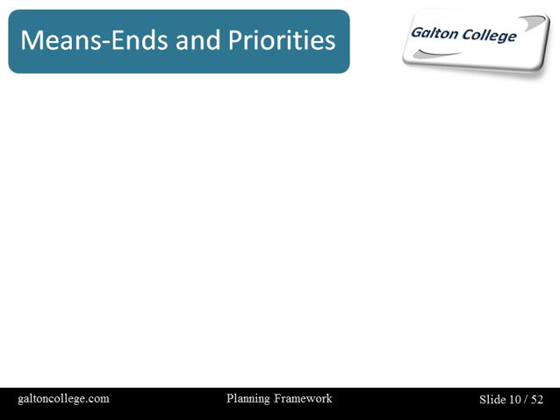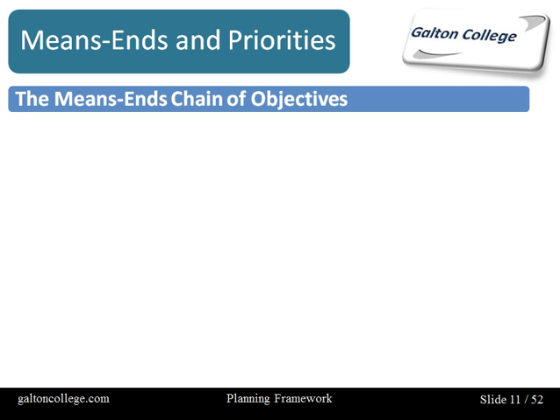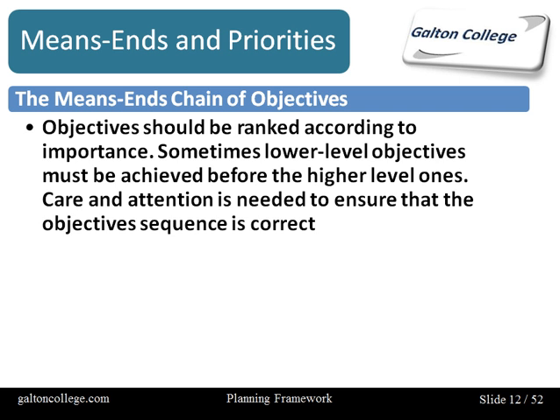We should also look at ends, means, priorities. The means-ends chain of objectives. Objectives should be ranked according to importance. There's no point in aiming at something minor, so it's important to identify the big objective and try to achieve it. However, sometimes lower objectives must be achieved before the higher ones.